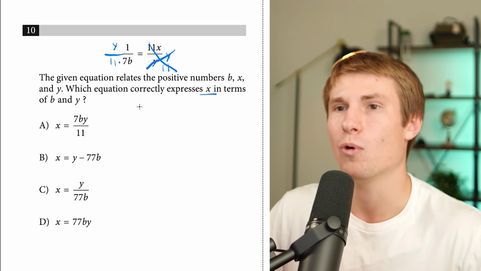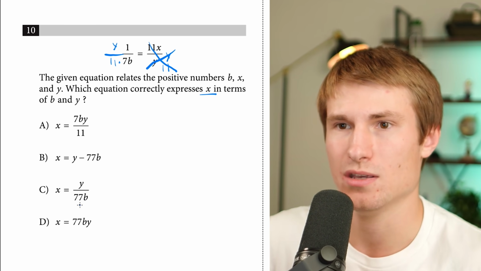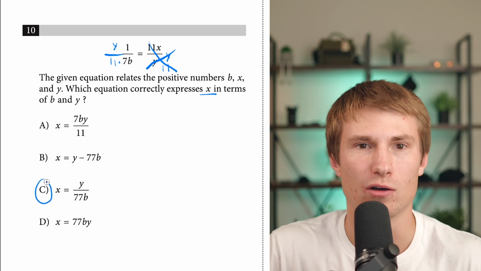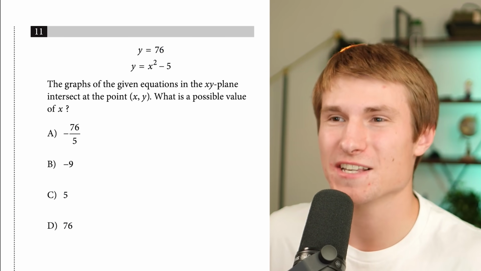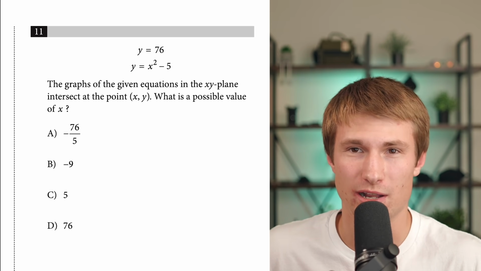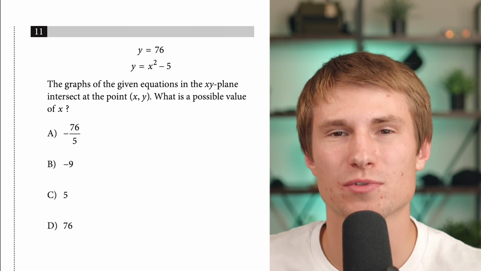So we have y over 11 times 7b. As we can see, 11 times 7 is going to give us 77, and we would have y over 77b. Here's how to solve this SAT math question in two different ways. Question 11 states: the graph of the given equations in the xy plane intersect at the point (x, y). What is a possible value of x?